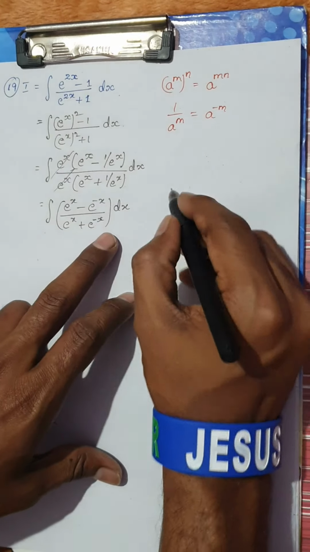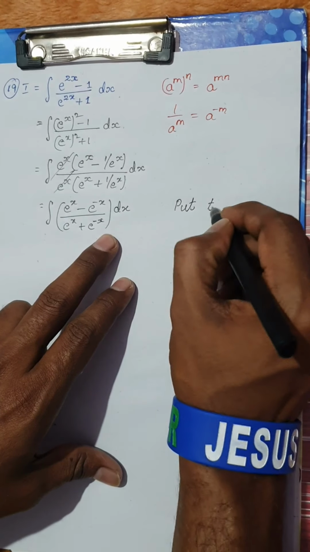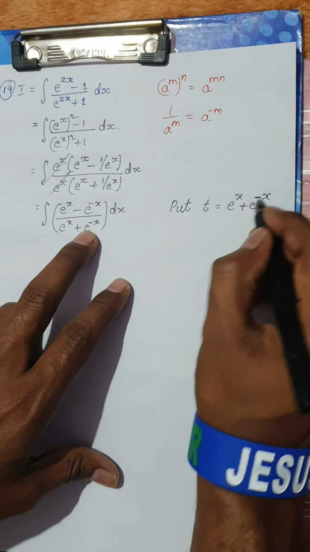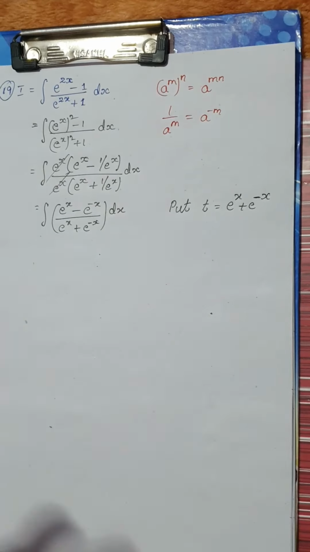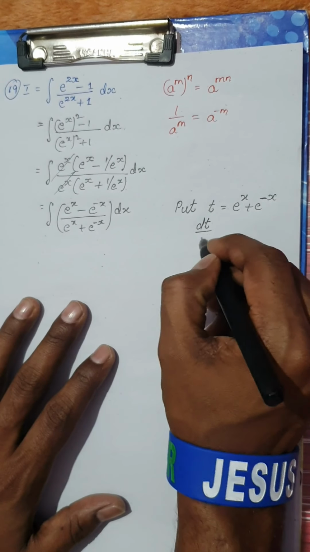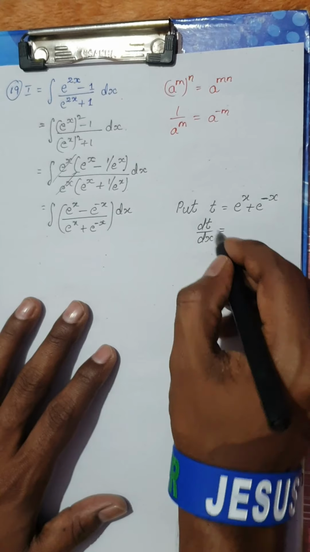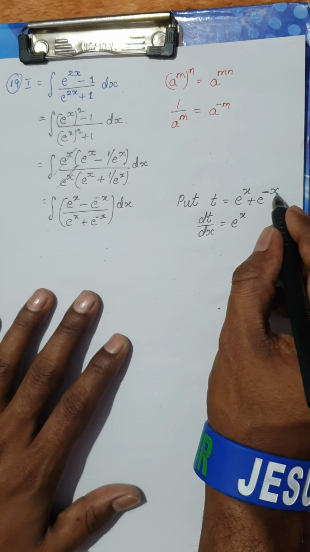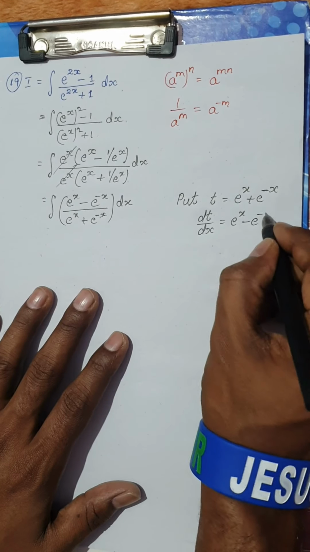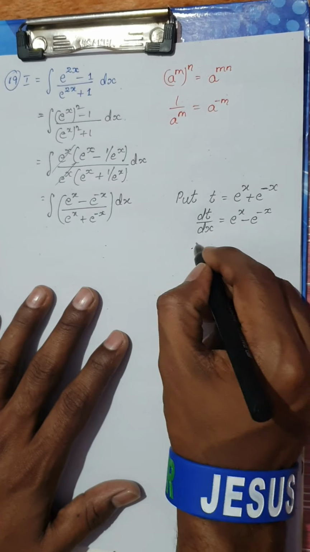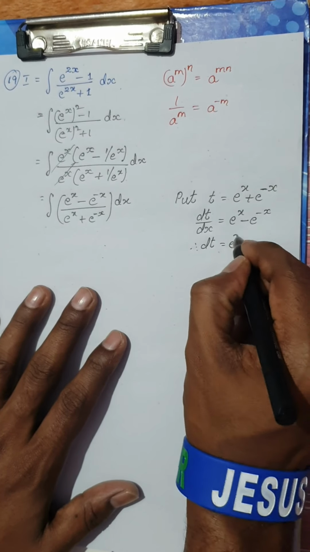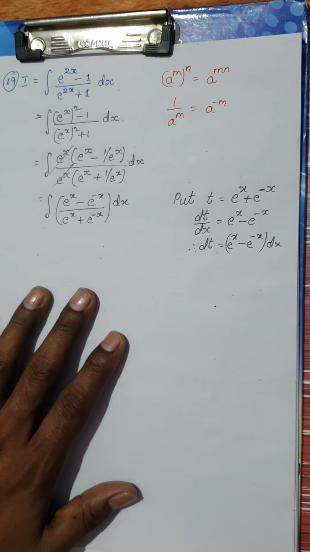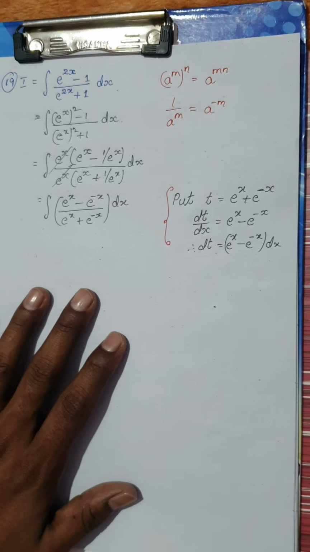Now, I am going to take the substitution: put t as e power of x plus e power of minus x. Remember, I am considering the denominator as t. See what happens if you differentiate with respect to x. dt by dx becomes the derivative of e power x, which is e power of x itself. Now, the derivative of e power minus x would be minus of e power minus x. Therefore, dt would be e power x minus e power minus x dx. So, the substitution part, let me keep it aside.